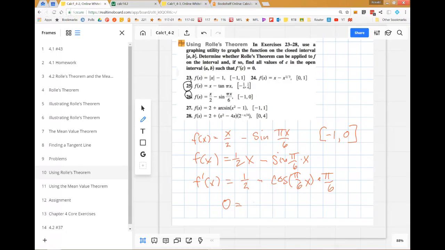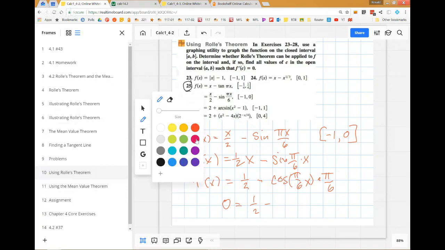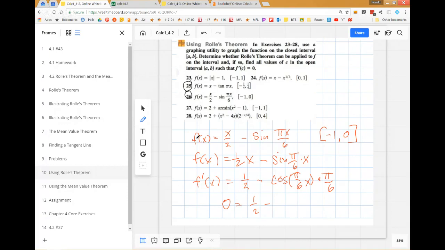Okay, now, when will we have a derivative of 0? And so, just set the whole thing equal to 0. You know, I could have put this pi over 6 in the beginning. Let me just rewrite this a little bit. Okay, let's write that like this.